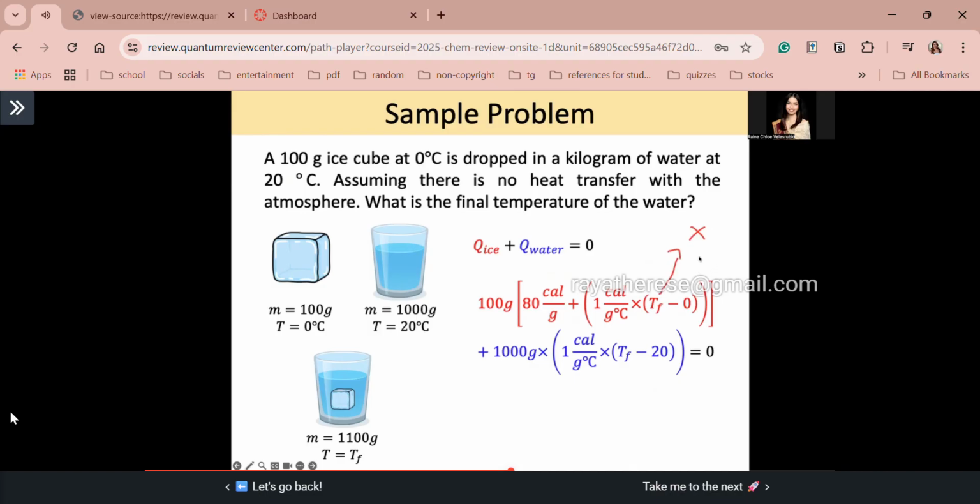Now, try to solve, guys, on your own. Ano kaya makukuha nyo? Tama. The answer is the final temperature of water is 10.91 degrees Celsius.